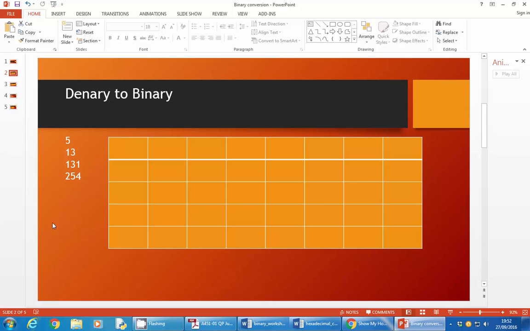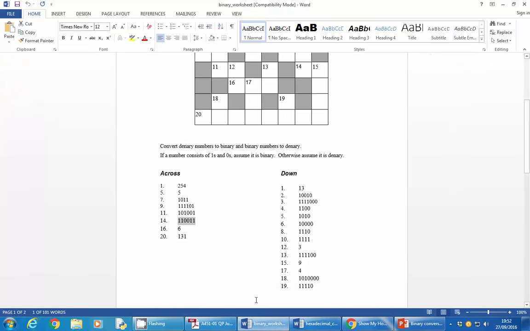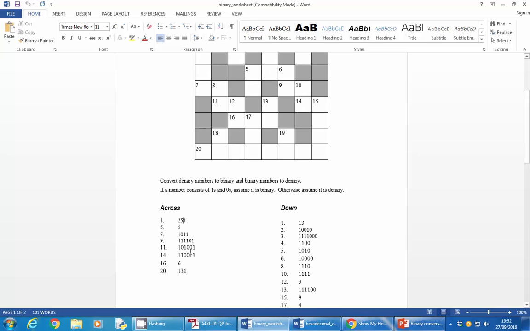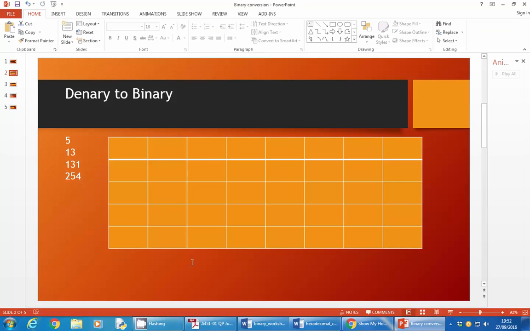So on this worksheet, I've taken some numbers: 5, 254, 6, 131, and we're going to convert these into binary. So these are our denary numbers here. Step one is to create a table. The table has to have 8 columns, and I've got 5 rows, and these rows are going to be used to put the answers.